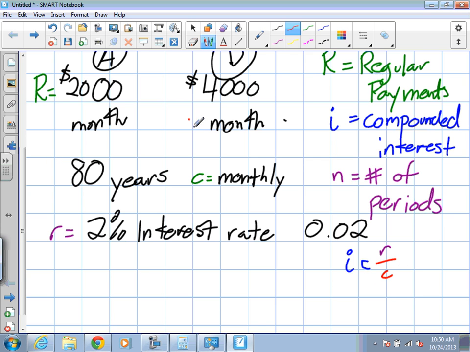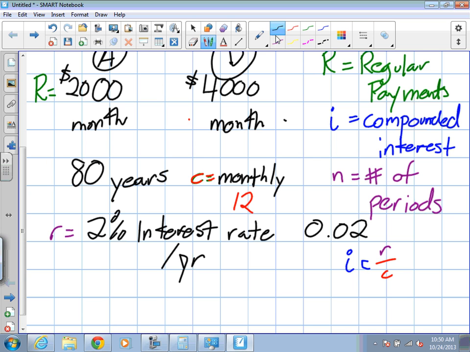So we'll have to take 2% and divide it by, what is monthly? What number represents that? 12, right? We're talking about 2% per year, so it's going to be 12 times a year.